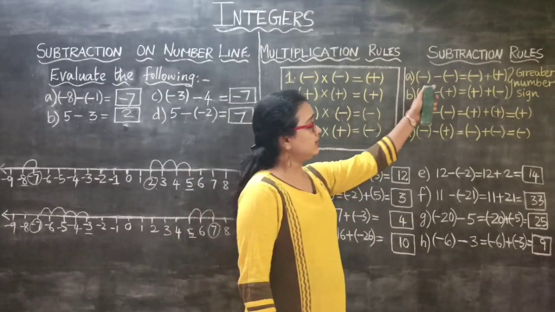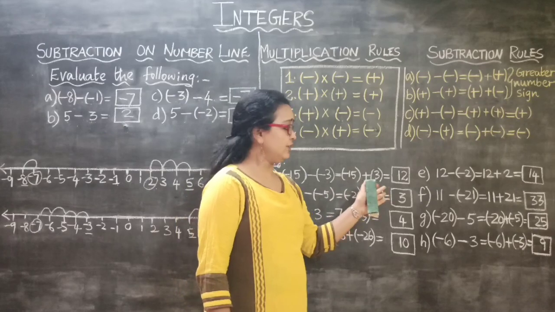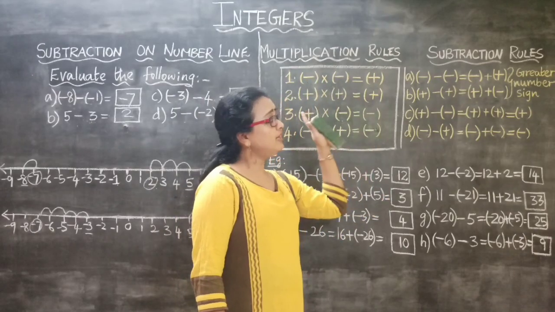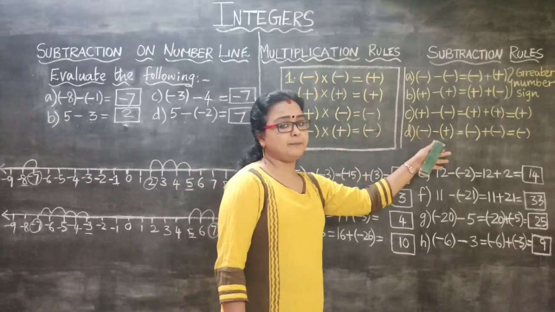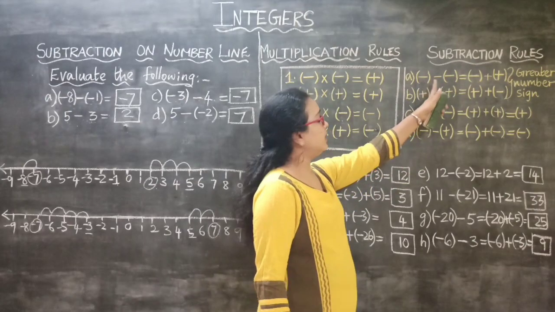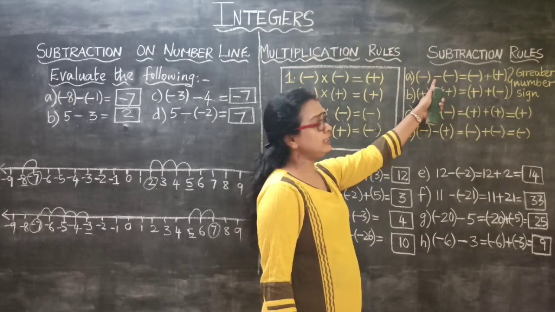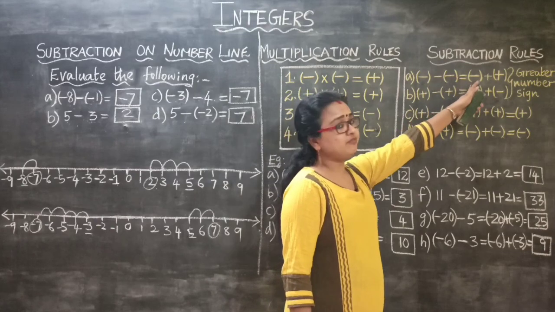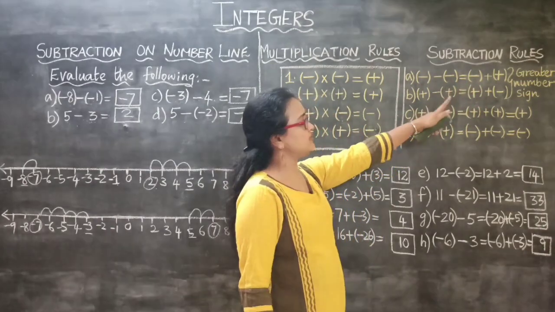We are going to learn subtraction rules, and we are going to do subtraction on integers with the help of multiplication rules too. We'll see how we have to use these multiplication rules in subtraction, right? Come, let's learn. Minus and minus. When both are negative integers and I need to do subtraction, the first integer will be as it is. It will not change.